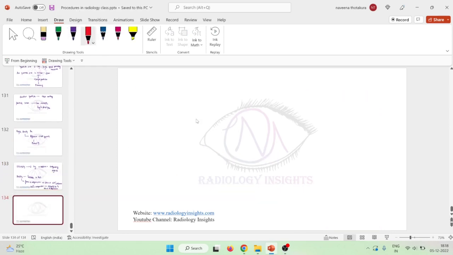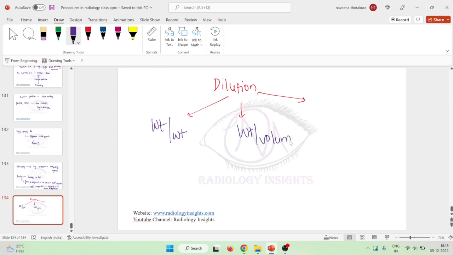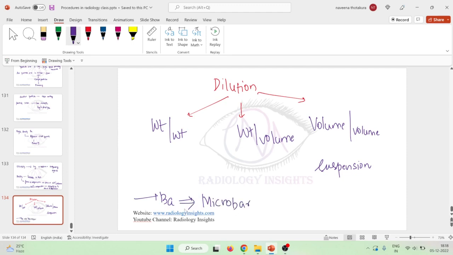But what are the different types of dilution? The dilutions can be divided into three systems. We have weight by weight suspension, weight by volume suspension, and volume by volume suspension. In India, this barium is mainly manufactured under the trade name Microbar. This barium is nothing but Microbar.